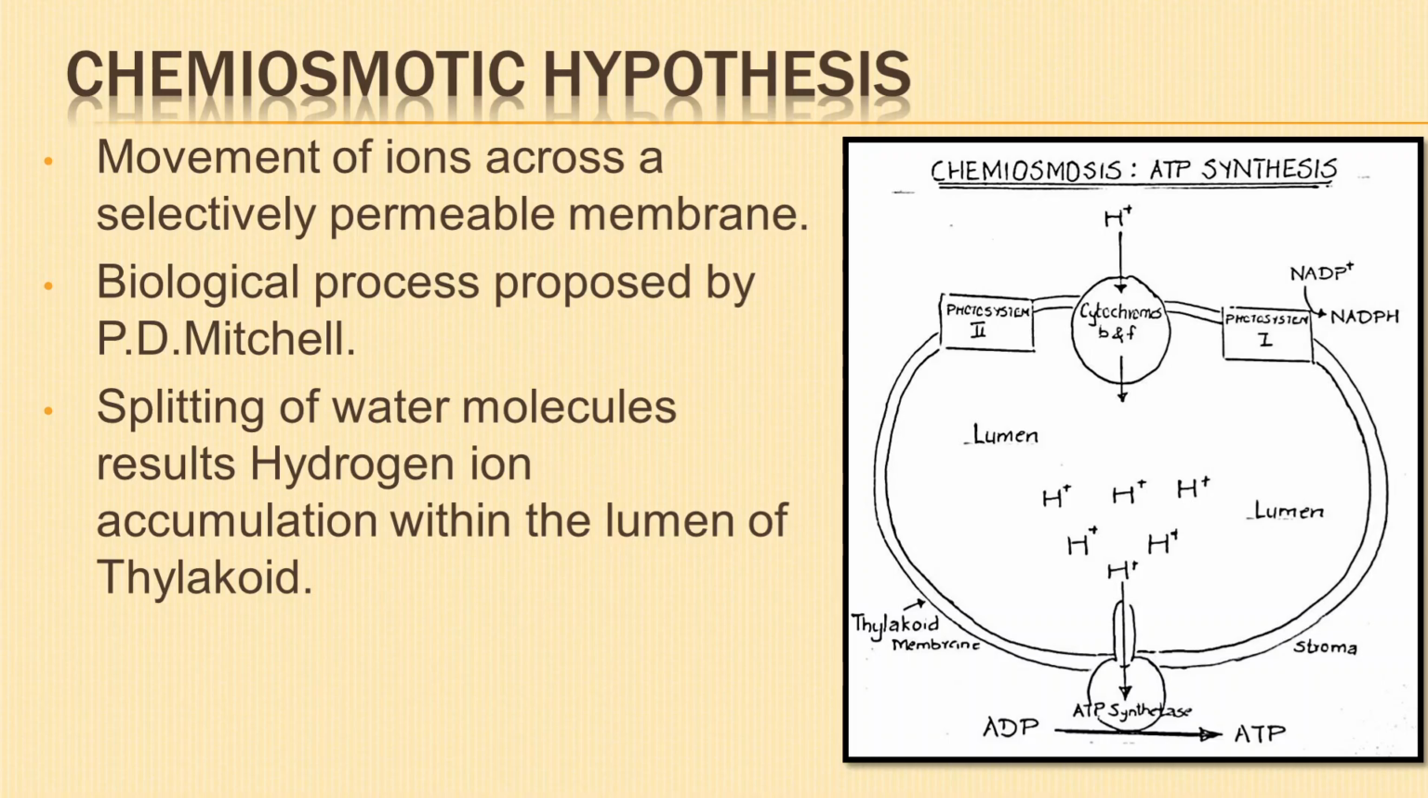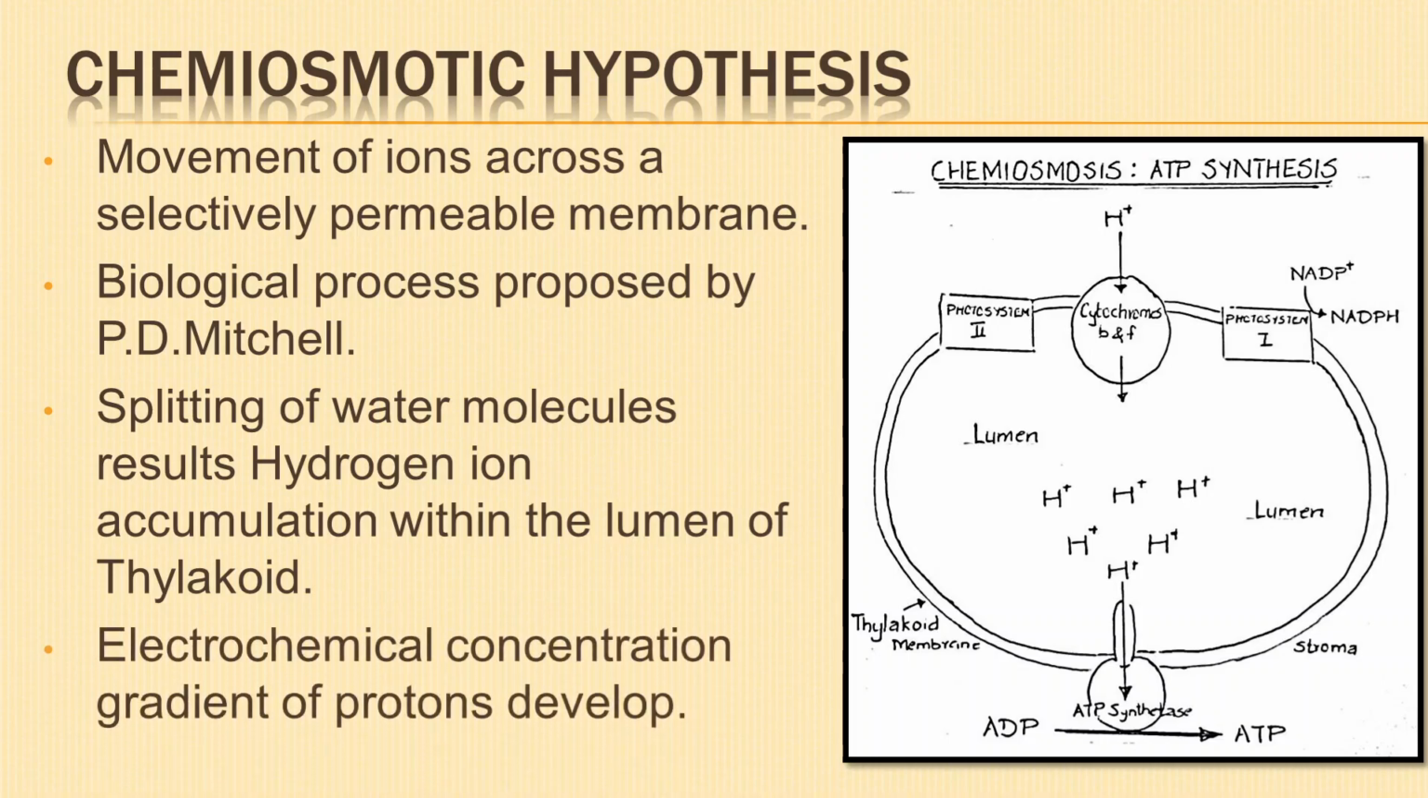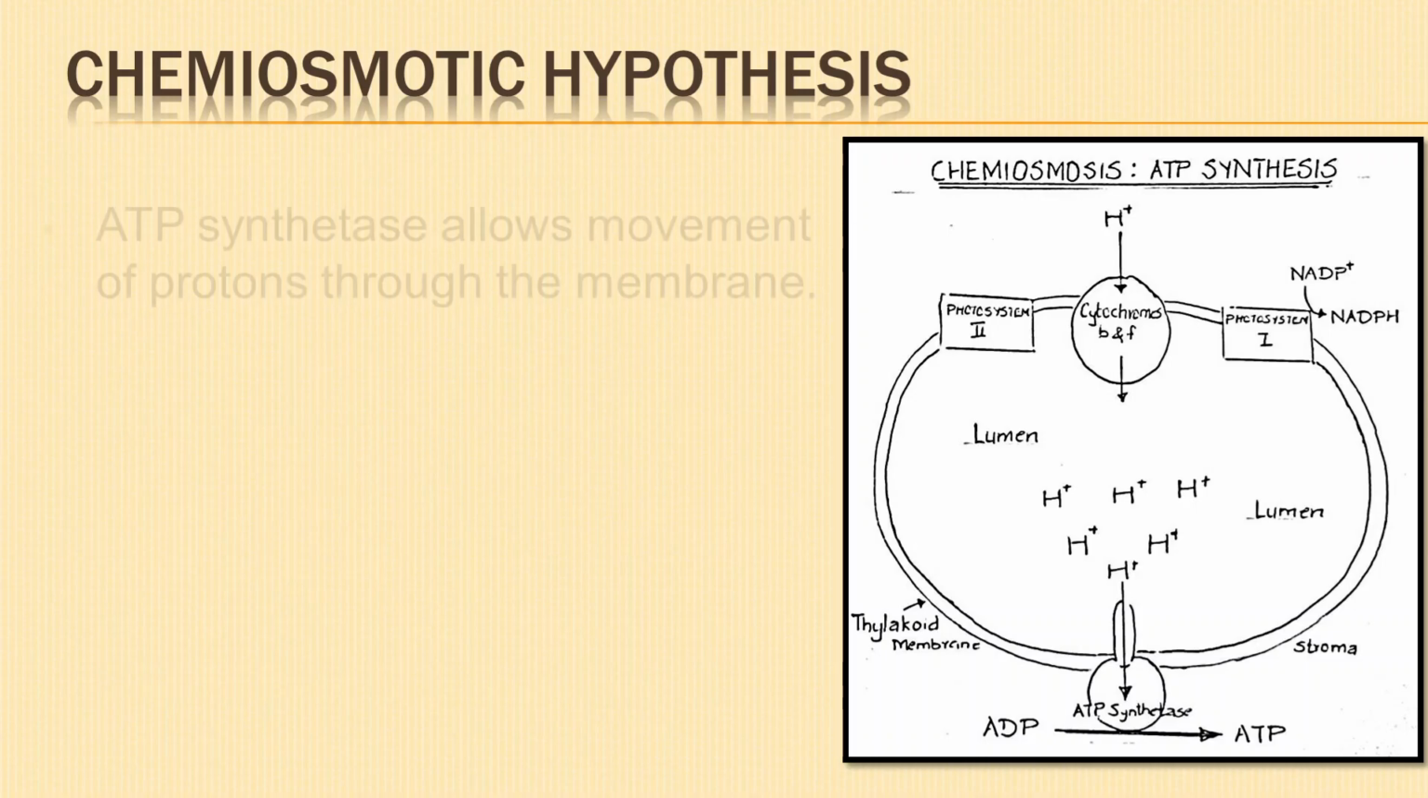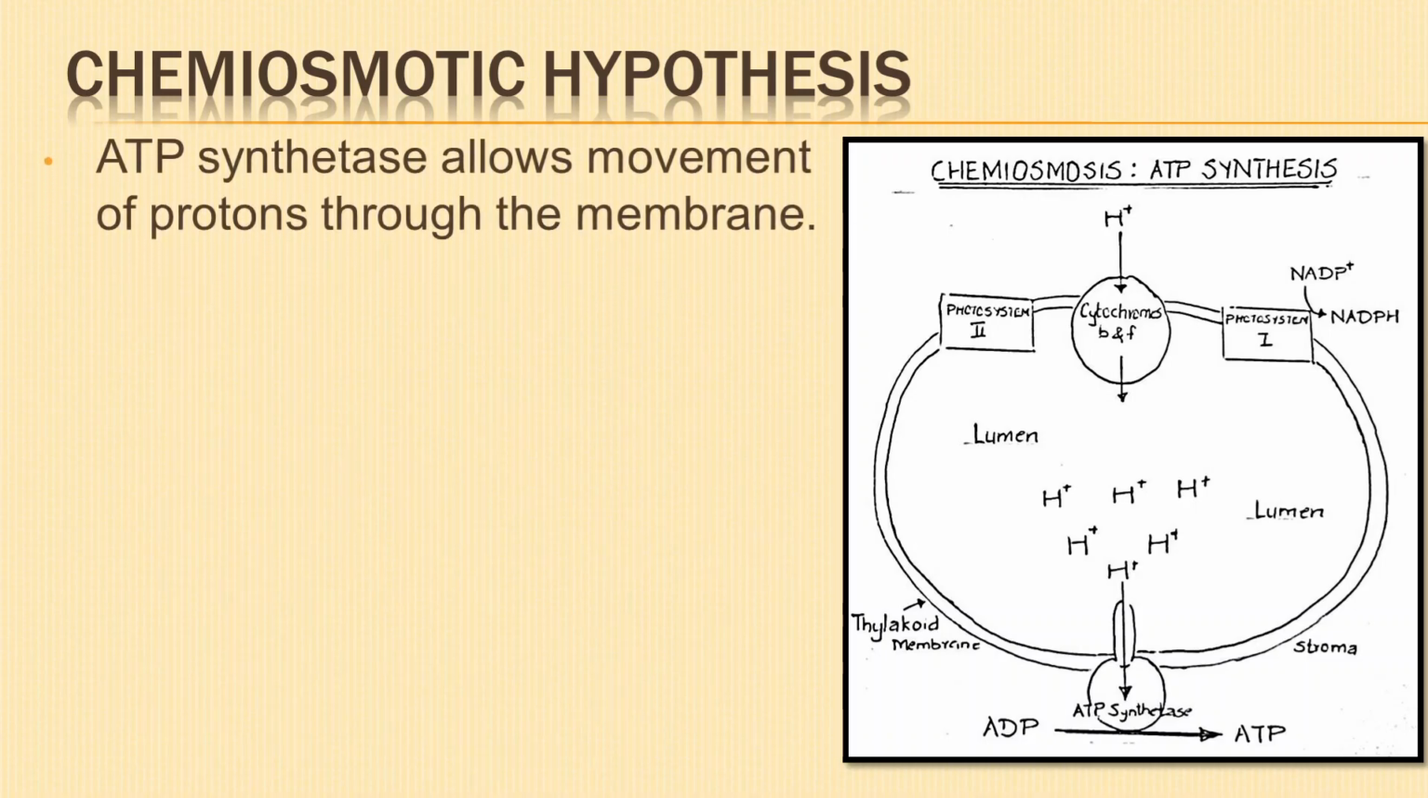the lumen of thylakoids. An electrochemical concentration gradient of protons develops when H+ ions or protons diffuse from an area of higher proton concentration to an area of lower proton concentration. ATP synthetase allows protons to pass through the membrane.